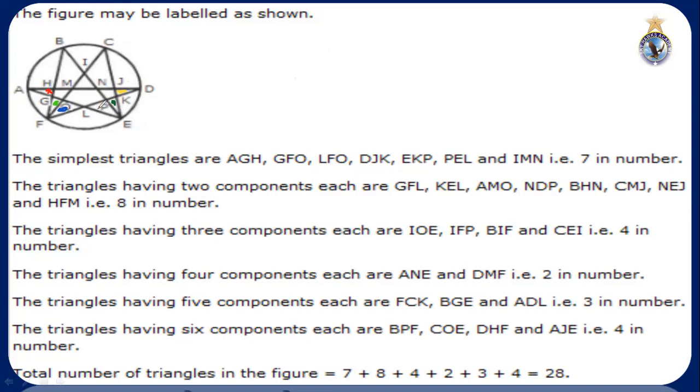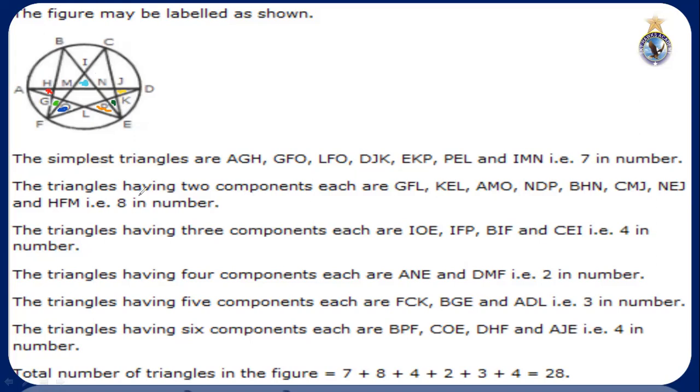This one is PEL. Now next is IMN, with this color. Oh, this IMN. Look at this one. So these are the sevens. We can count the colors: 1, 2, 3, 4, 5, 6, 7. So all these are different colors, 7 in number, here 7 in number.